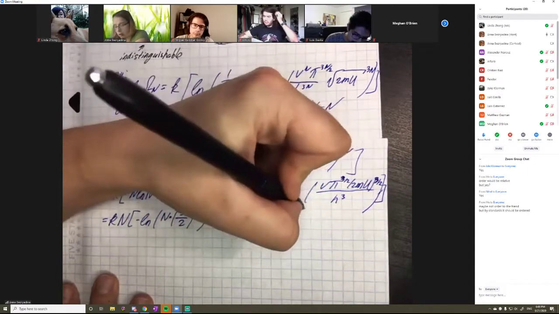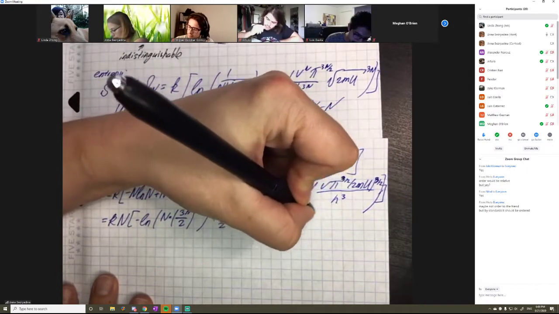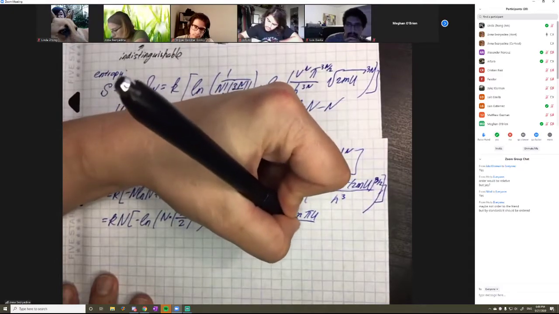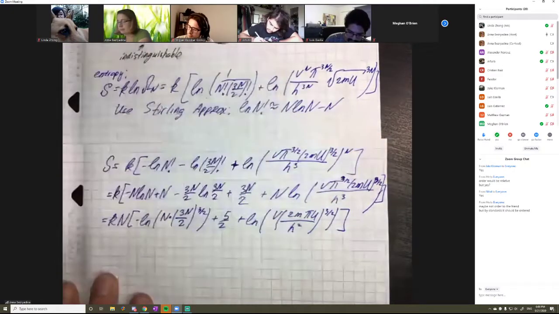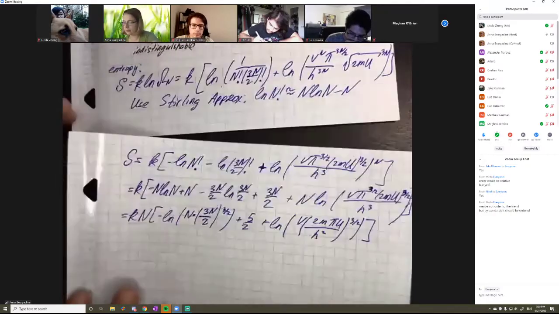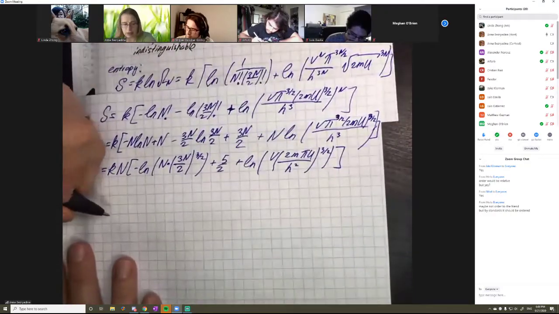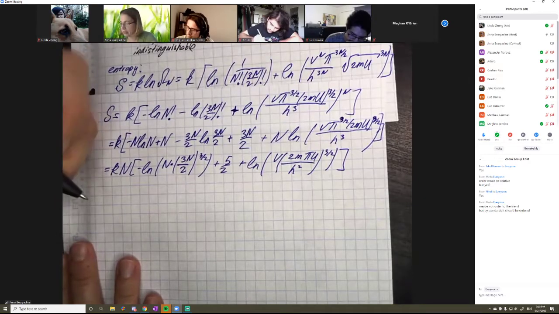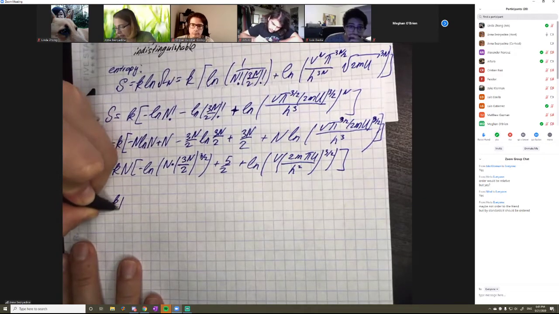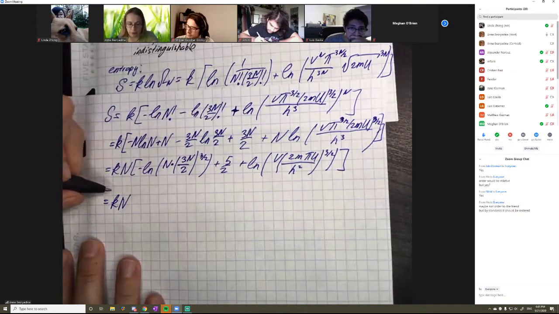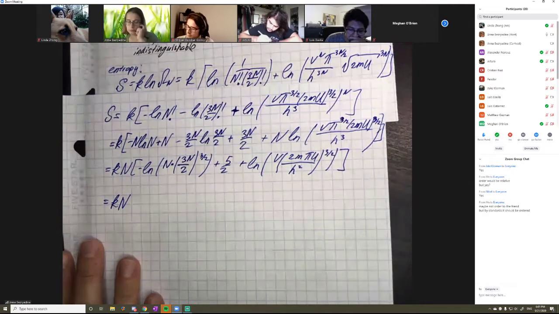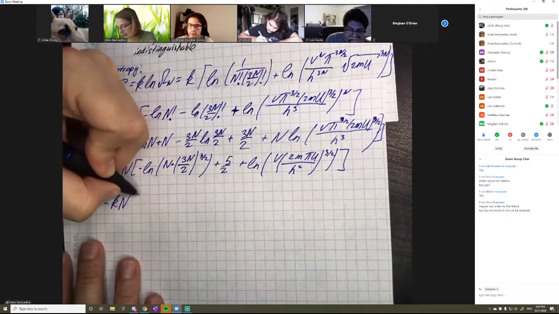V times (2m pi u over h square) in the power of 3 half. And the last thing, we can combine these logarithms together and we can get it's equal kn. And this is our final formula. Let me do the steps.